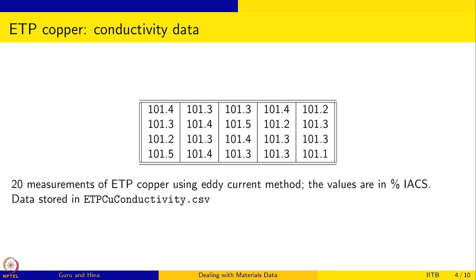And these are made on different parts of a sample, and sometimes you can even give a schematic of the sample and locate where the first, second, third, etcetera, the measurements are made. These are all made on the same piece of copper. And so, the idea is to do these measurements to get the conductivity of the sample. Okay. And as usual, we want to deal with this data. So, we want to store it as a CSV file, and that is done. We have a file called ETP copper conductivity.csv, and that is the file that we are going to use when we are going to do the R programming.